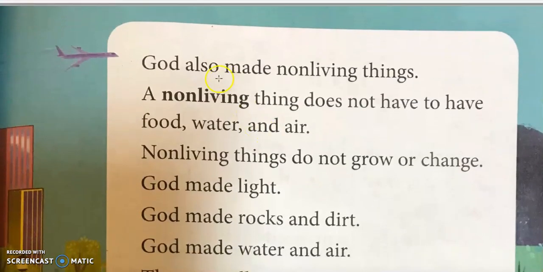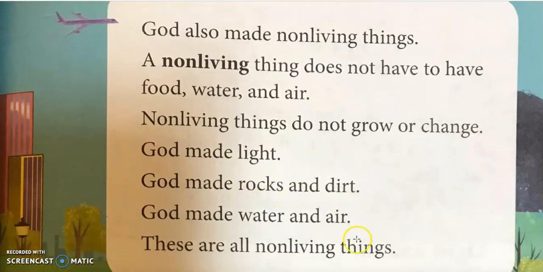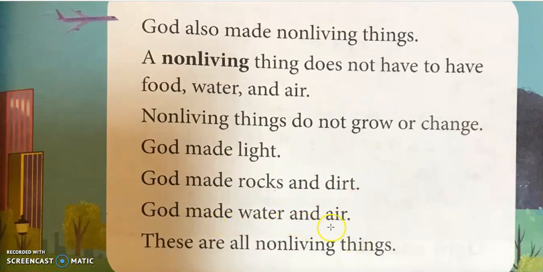All right. Let's move on to the next page. So God also made non-living things. We just talked about living things. Now, non-living things, what are they? A non-living thing does not have to have food, water, and air. Non-living things do not grow or change. God made light. God made rocks and dirt. God made water and air. These are all non-living things.